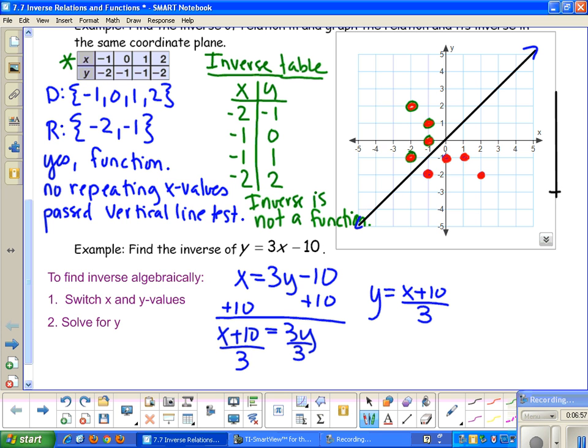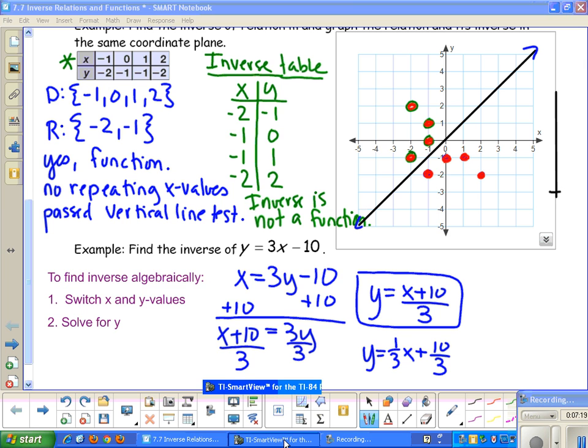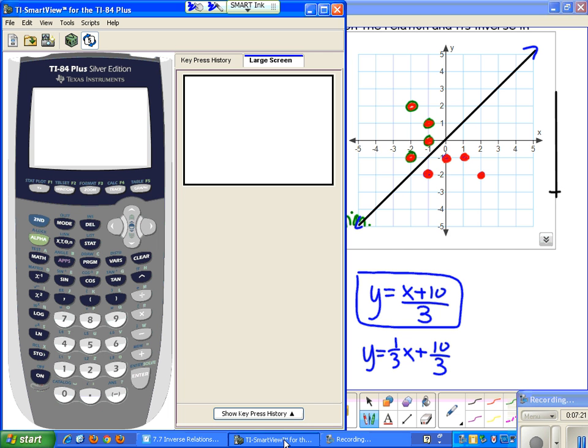You can also write this as y equals 1/3 x plus 10/3, separating these two. Either way, it would be fine to do your equation. So I'm just going to leave it like this for now. So this is my inverse. Now, for this inverse, if we wanted to figure out whether or not this was a function, the way that I would do this is I would plug it into my calculator, and I would look to see, does it pass the vertical line test?